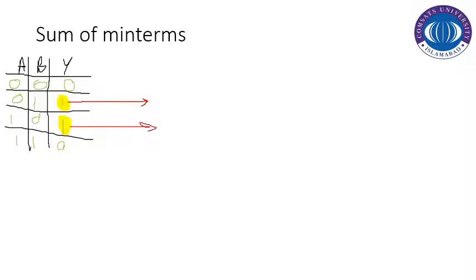So the first min term is A prime into B, or AND operation between A prime and B, and the second min term is A into B prime. Now for the sum of min terms, as the name implies, we have to add or sum those, have a Boolean sum for those two terms. So what we will do is that we will basically OR these two terms.